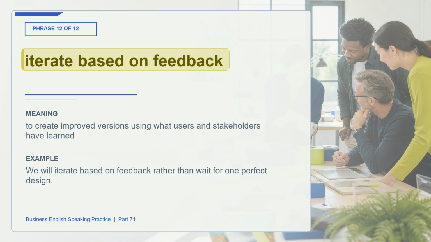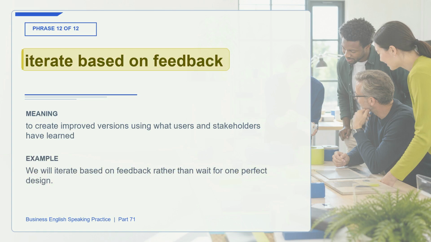Phrase 12. Iterate based on feedback. Iterate based on feedback. Meaning, to create improved versions using what users and stakeholders have learned. Example: we will iterate based on feedback rather than wait for one perfect design.